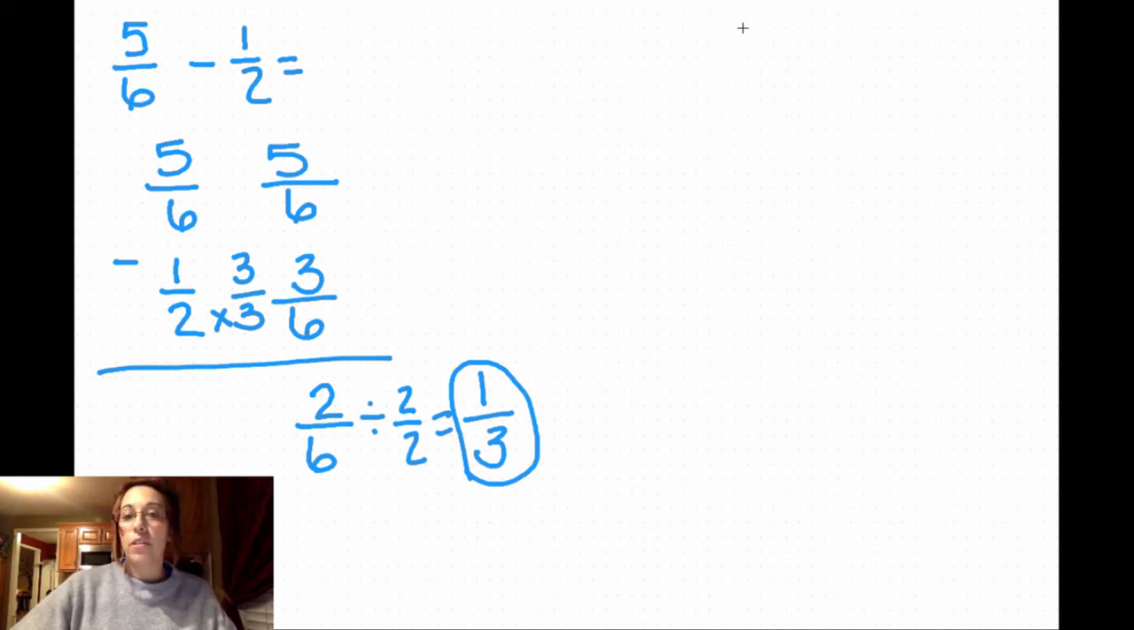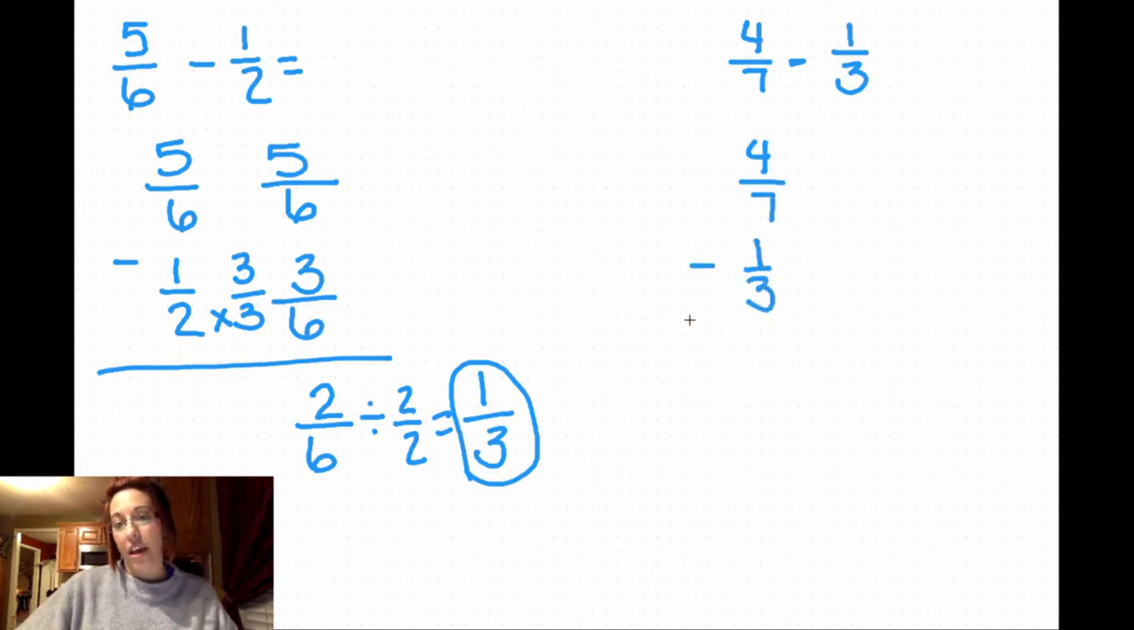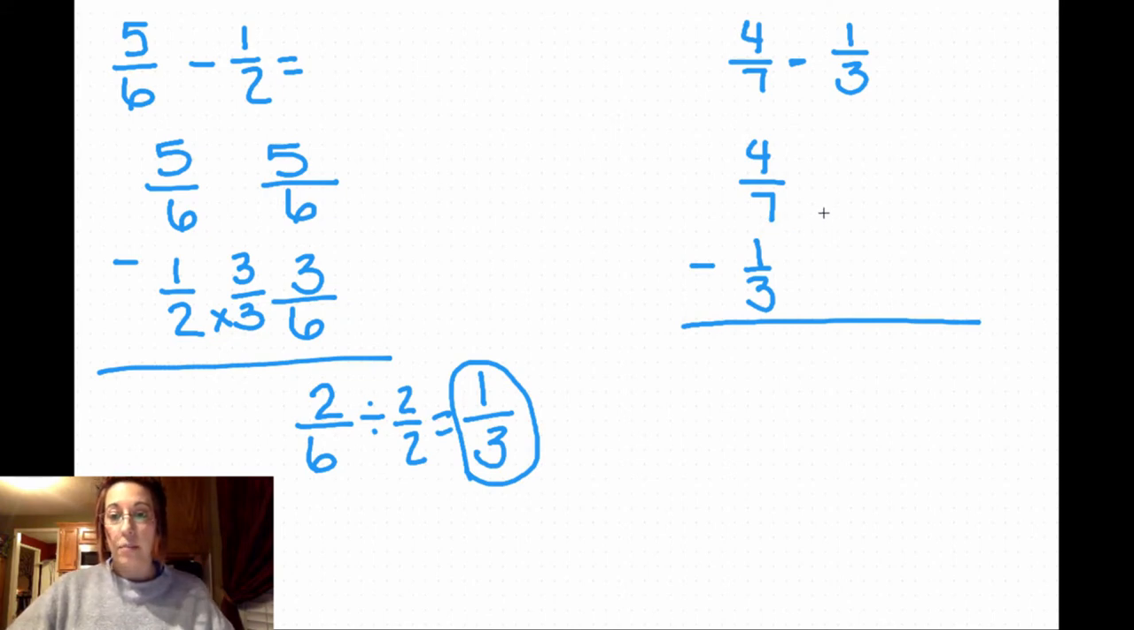So let's look at 4/7, and we're going to subtract 1/3. We write them vertically. And then we have to find the least common denominator. 3 will not go into 7, so it can't be 7. 7 times 2 is 14. 3 won't go into 14. 7 times 3 is 21. Because it's times 3, we know it's going to be our least common denominator.